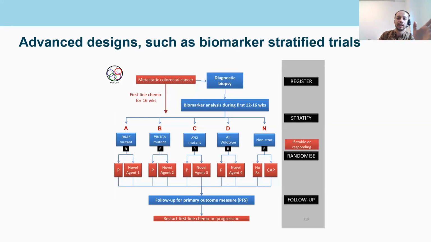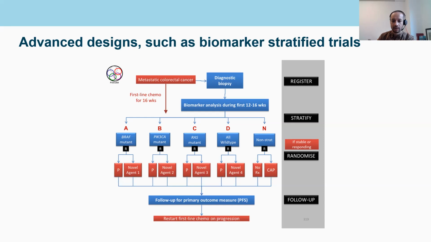So one of the things we look at are advanced designs. This is an example of a biomarker stratified design in cancer. So this is a study called Focus 4 in metastatic colorectal cancer. And as you can see at the top, there is a biomarker analysis during the first 12 to 16 weeks after the diagnostic biopsy for the trial. And depending on the results of the biomarker analysis, patients enter arms A, B, C, D, or N of the trial, depending on their mutations.